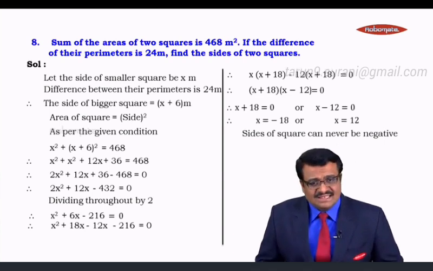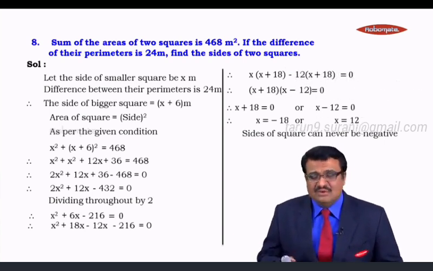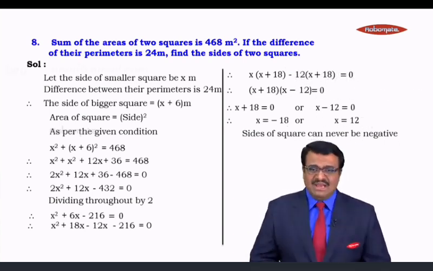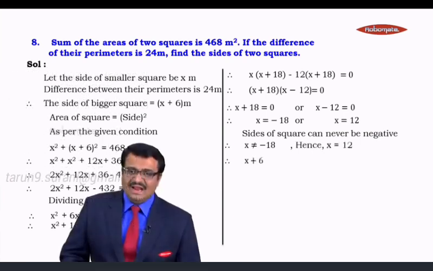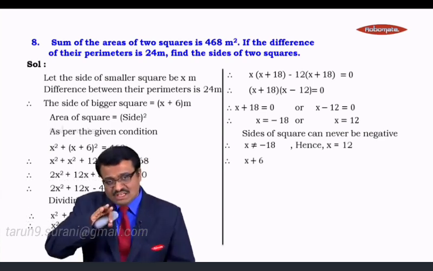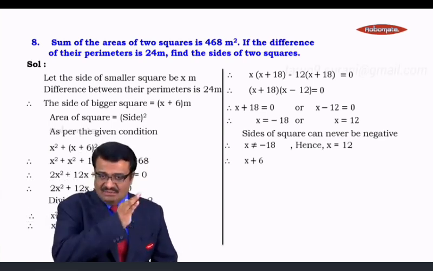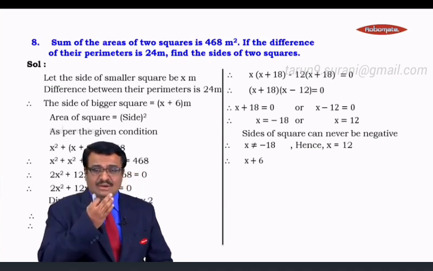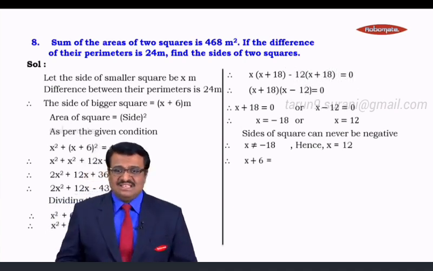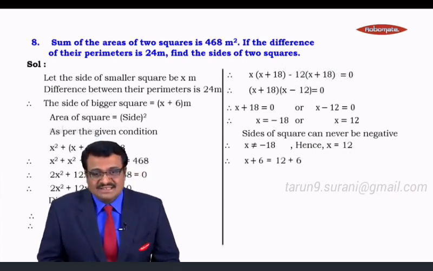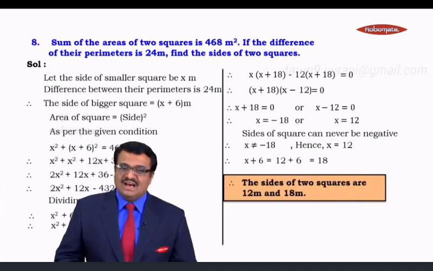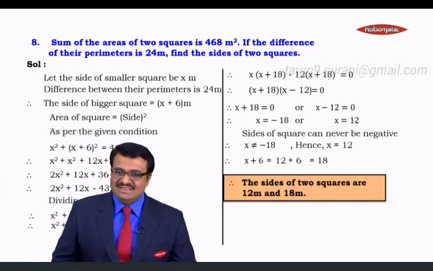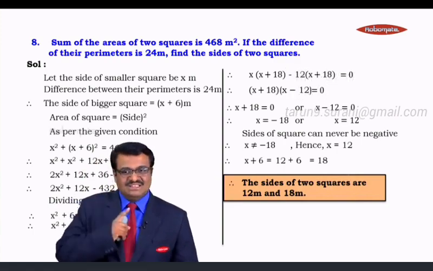Now what is x? The side of the square. Can side be negative? Side of the square can never be negative. So what we can say, x cannot be equal to minus 18, hence x is how much? 12, right? The smaller square side we have taken as x, that answer we got. So the bigger square side, how much did we get? x plus 6. x plus 6 means how much will it be? 12 plus 6. How much is that? 18. Then we conclude the sides of the two squares are 12 meters and 18 meters respectively. That completes this question. Thank you.